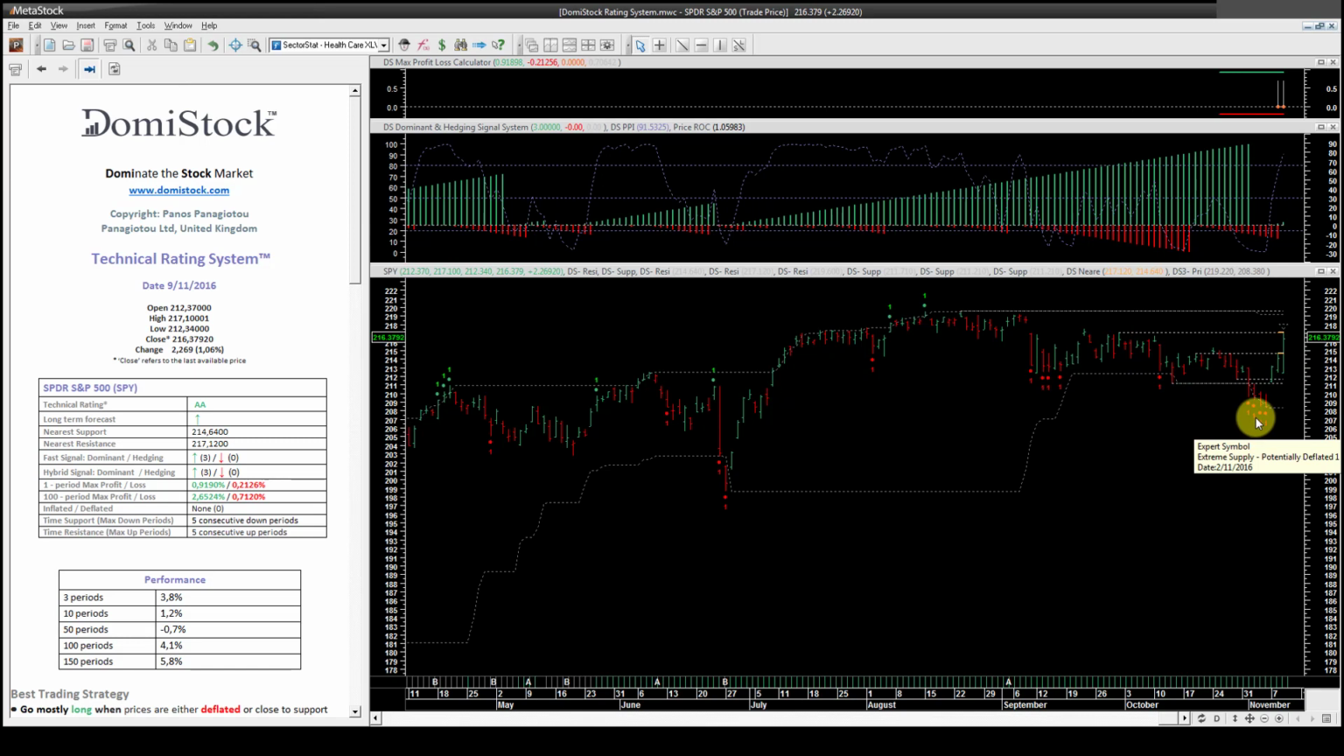The hybrid dominant and hedging signal system is based on an innovative formula that makes it able to provide short, medium and long-term signals according to the underlying forces of demand and supply. At the same time, it recognizes all hedging trends, allowing the trader to hold a position for as long as needed in order to take full advantage of a trend's potential, while hedging any challenges to the dominant trends in order to maximize profits and minimize losses.